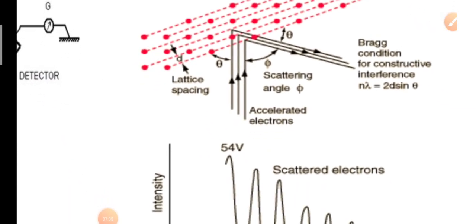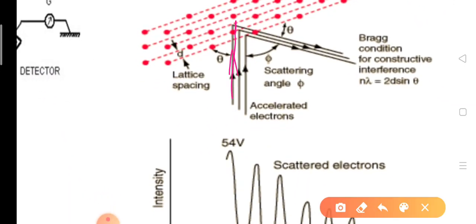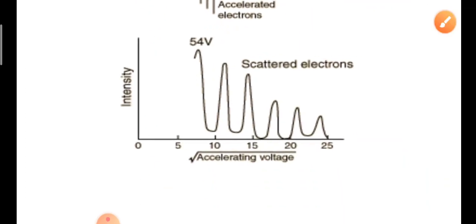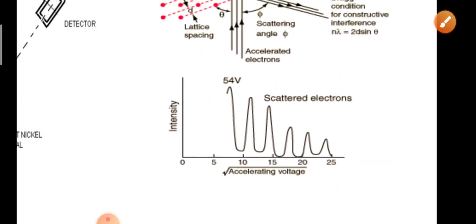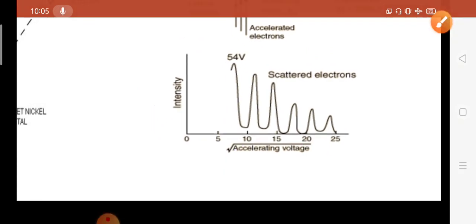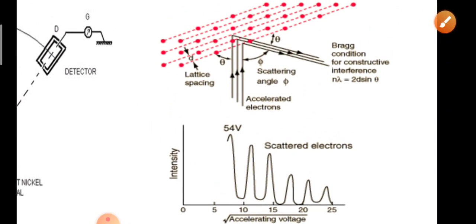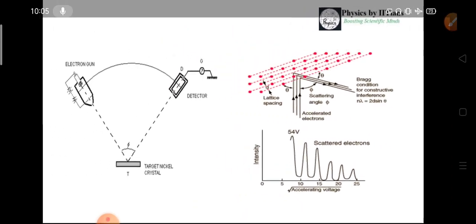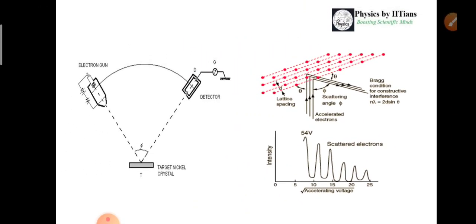The accelerated electrons hit the target, and we get the diffracted electrons. If you draw the pattern with the accelerating voltage along the x-axis and intensity along the y-axis, we get the diffraction pattern of electrons. So this is a direct proof of the wave nature of particles, because the electron is a wave and it is showing a diffraction phenomenon, which can only be explained from the wave nature.